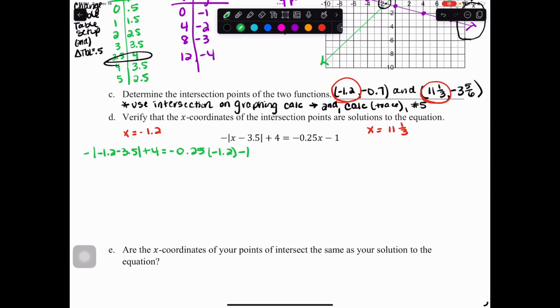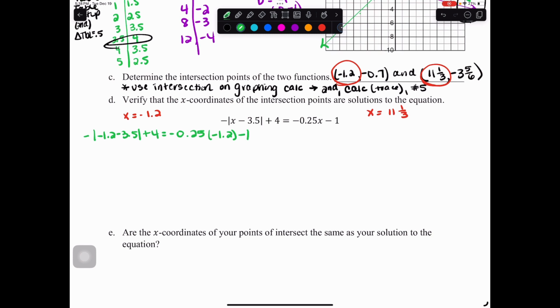So we'll start working our way through this. On the left, we would have negative, and then, again not in parentheses, absolute value, we would have negative 4.7. Then on the outside, plus 4. On the other side, we would have 0.3 minus 1. The absolute value of negative 4.7 is 4.7. This negative is just coming along for the ride from being out in front. On this side, we have negative 0.7. And then when we do negative 4.7 plus 4, we get negative 0.7, and we see that both sides match. So negative 1.2 is definitely a solution.